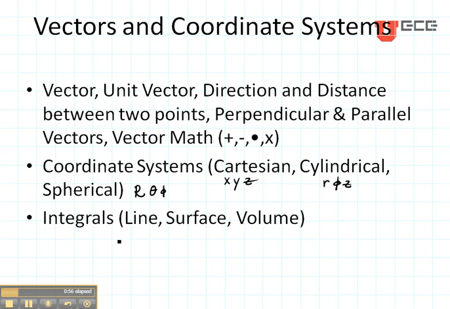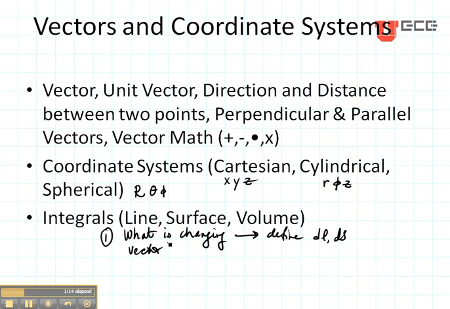When we did an integral, here are the steps that we did. The first thing that we did was define what is changing or what is not changing, and use that to define the dl or the ds term. We decided if it's a vector based upon what we're integrating. And that's how we decide, is it going to be dl or is it going to be ds?